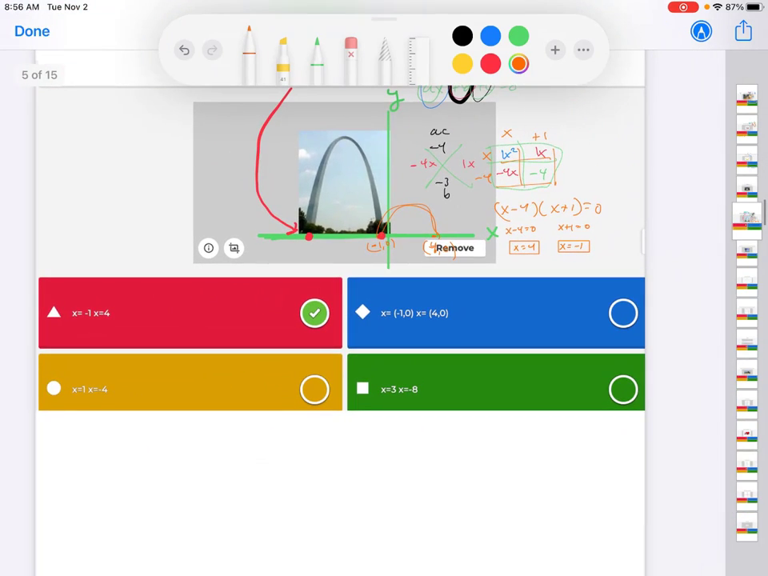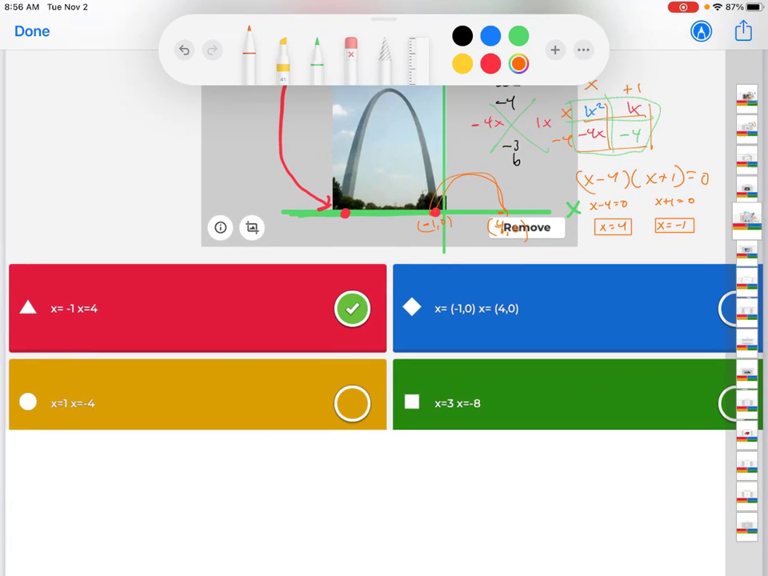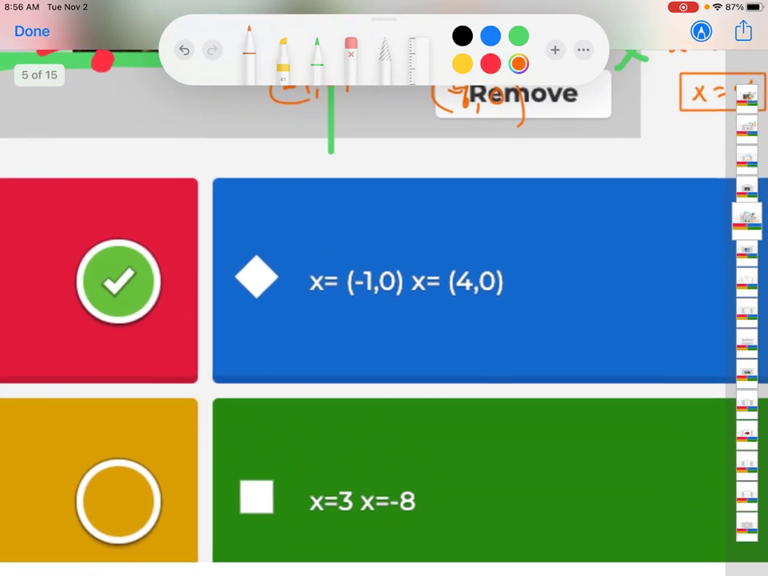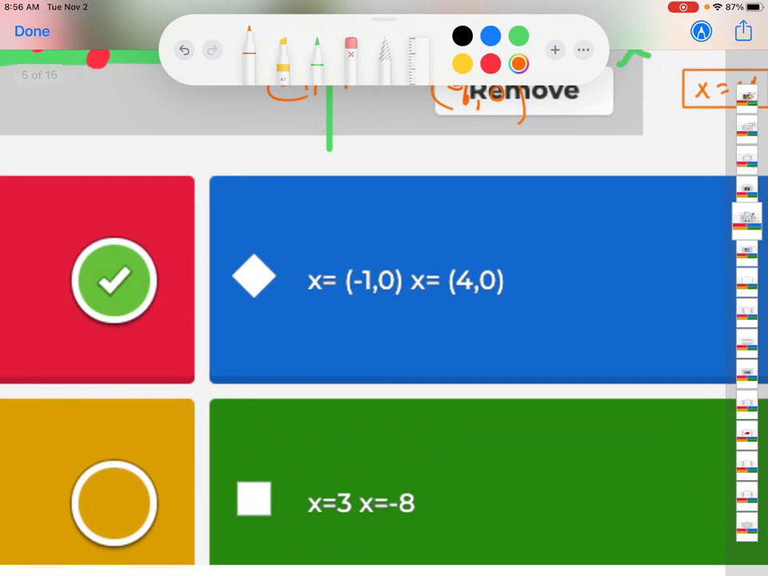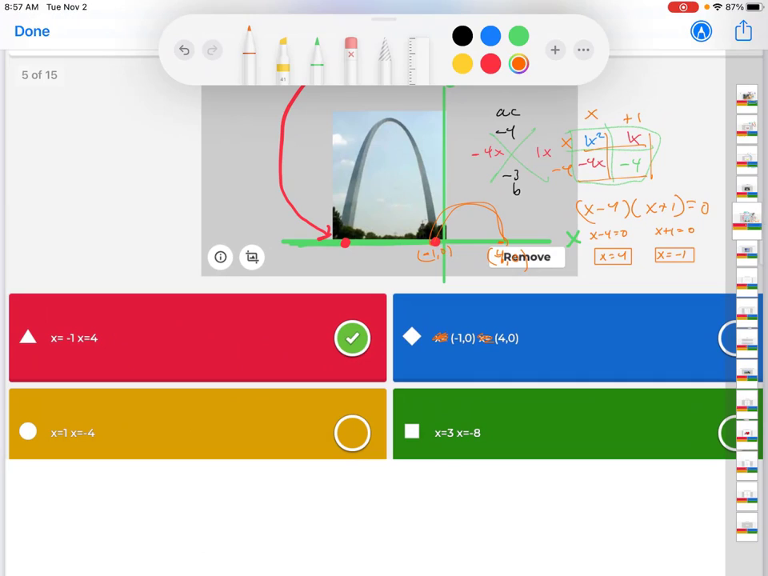And that would be, okay, it's not the blue one because you don't label x equals and then an ordered pair. Does that make sense? Then the blue would technically be right, but that's why it's wrong, and that's why the answer is x equals -1 and x equals 4.